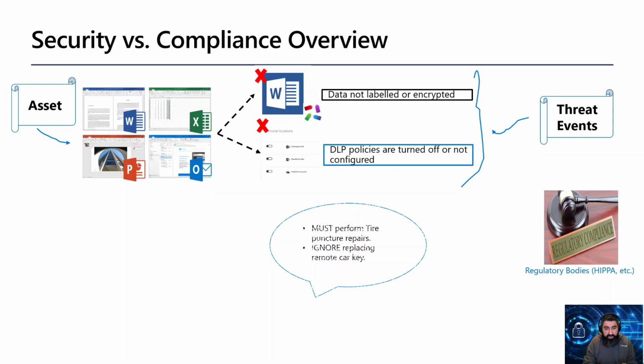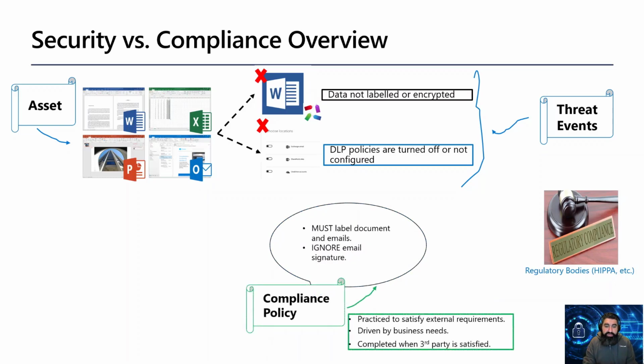The assessment outcome and the recommended actions to meet the authority standard are called the compliance policy. This could contain guidance or requirements on how information should be protected or governed. Things like whether sensitive information should be labeled or not, or having a DLP solution in place or not. So basically, the compliance policy is practiced to satisfy external requirements. It's also driven by business needs rather than technical needs. And it's usually completed when the third party is satisfied.